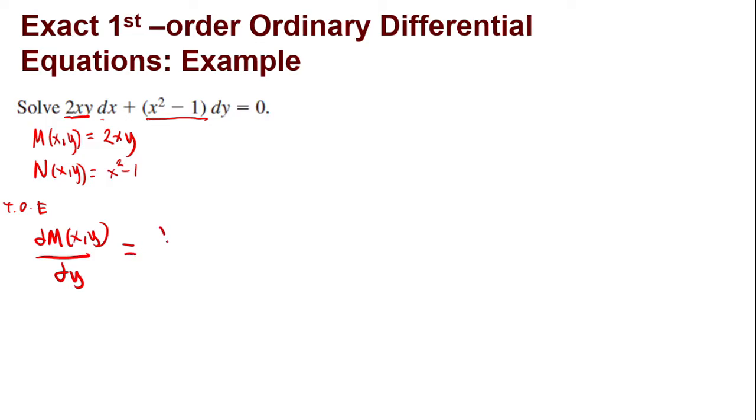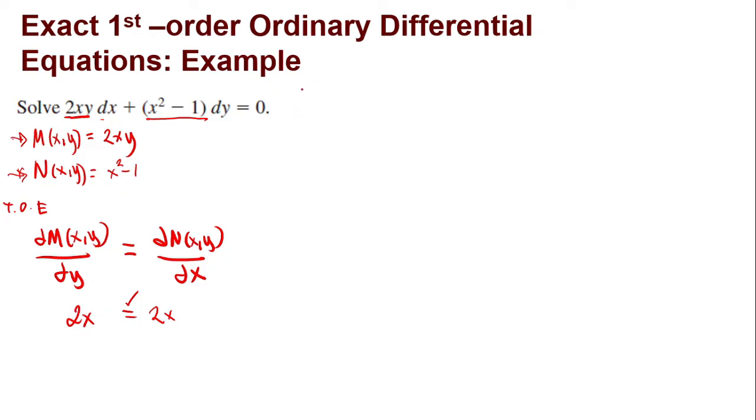It should be equal to the partial derivative of N(x,y) with respect to x. So we are going to differentiate this equation with respect to y. The derivative of 2xy with respect to y is 2x. Then we're going to differentiate this equation with respect to x. The derivative of x squared minus 1 with respect to x is 2x. So by the test of exactness, we found out that the differential equation is exact.